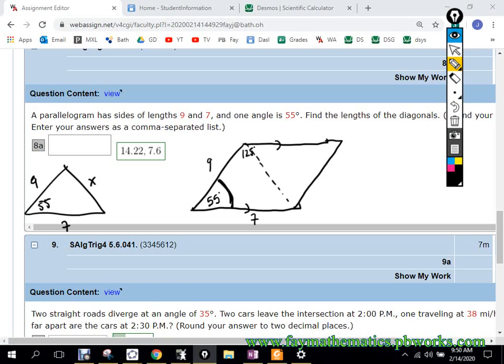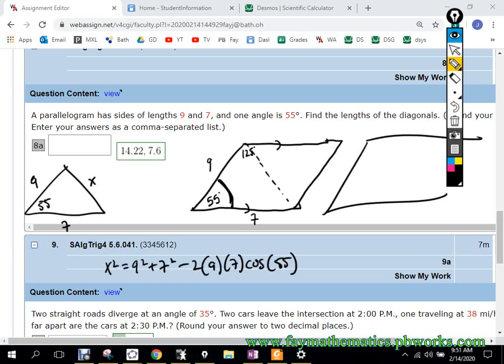So this is the law of cosines, so we'll say x squared is equal to 9 squared plus 7 squared minus 2 times 9 times 7 times cosine of 55. And now that'll give me that first dotted diagonal. Does that make sense? Okay. Now to do the second one, the second diagonal, again, if this is 55 and this is 125, second diagonal would be that, right?